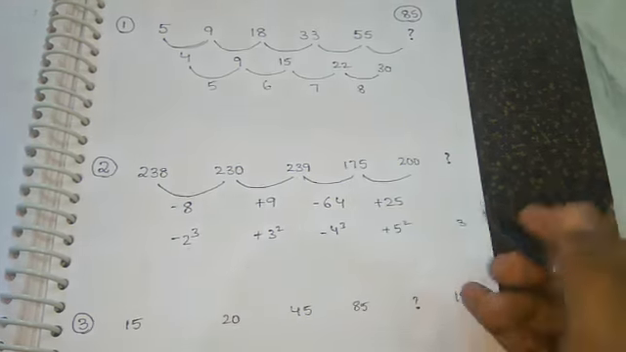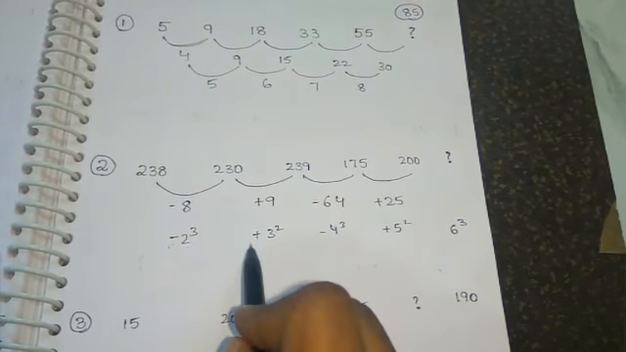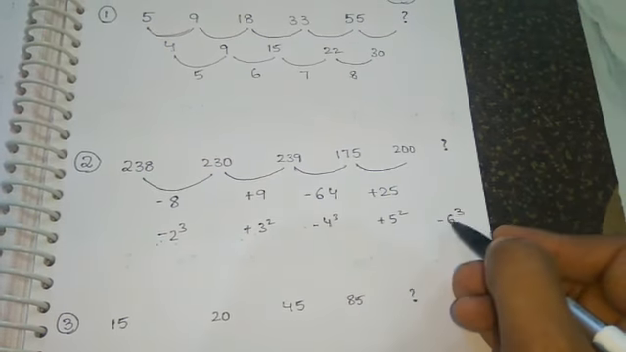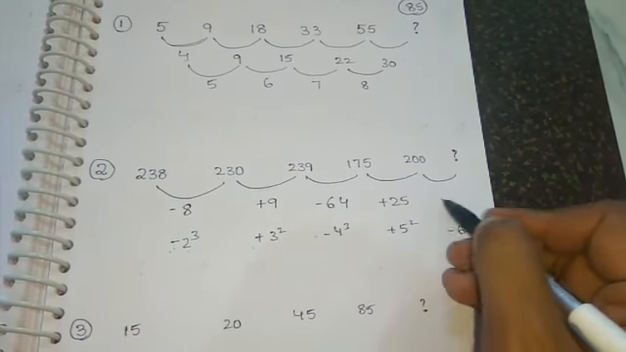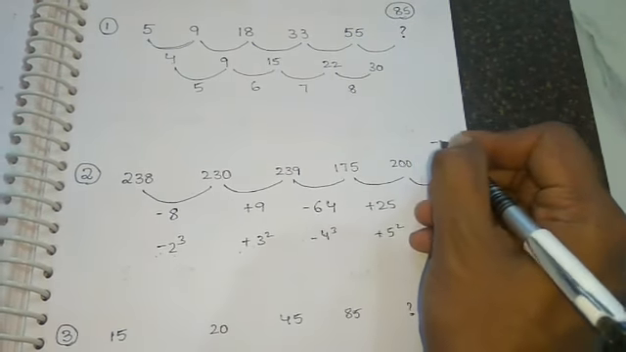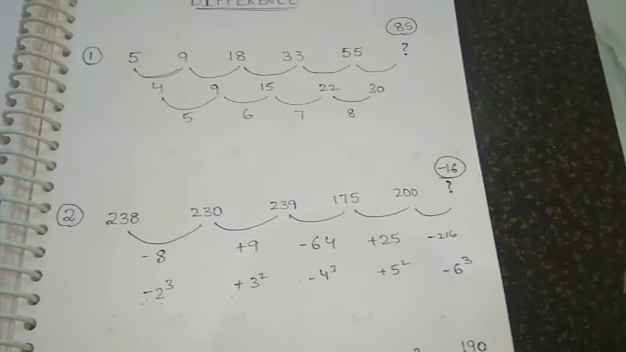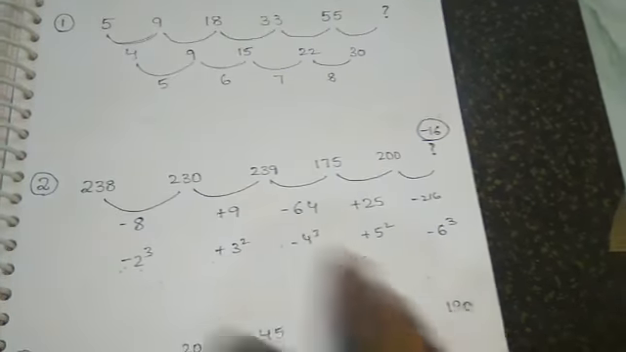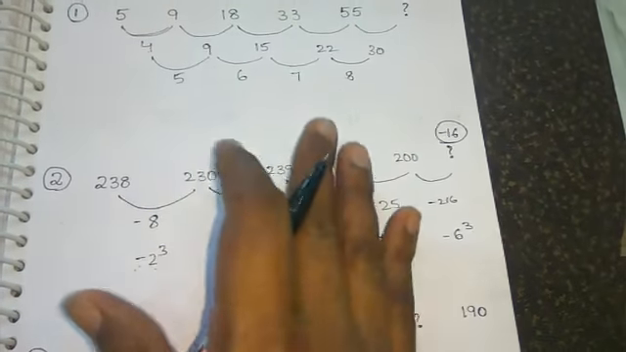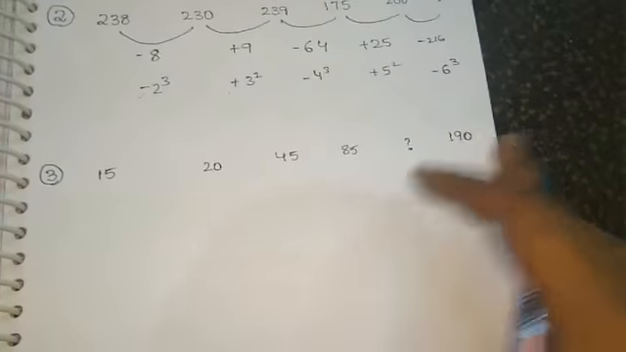2, 3, 4, 5 and the next one will be 6. Plus, minus, plus, so definitely it will be minus. So minus 6 cube is minus 216. So 200 minus 216, what will be the answer? Minus 16 will be the answer. So when we see a series, if you are unable to find the logic, then we should go to the difference. So seeing the next example.